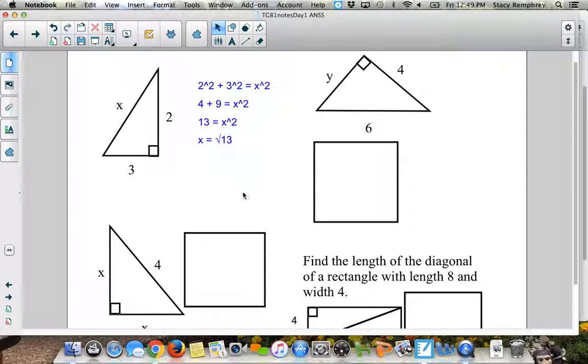All right. So in this one, my c squared was x, so I had 2 squared plus 3 squared equals x squared. 4 plus 9 equals x squared. And then square root both sides, I get x equals the square root of 13.